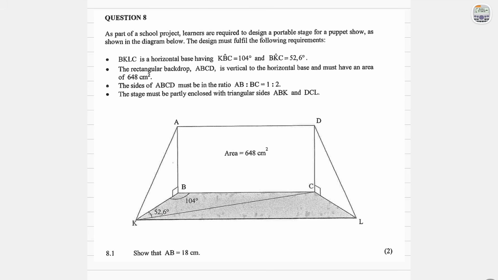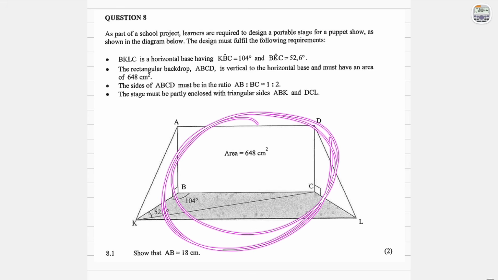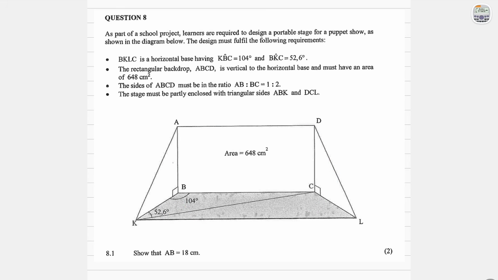Okay, and now we're on the last question for trigonometry, question 8. So this is 2D and 3D trigonometry. They say, as part of a school's project, learners are required to design a portable stage for a puppet show. I thought this was a soccer goalpost, but okay. As shown in the diagram below. The design must fulfill the following requirements.